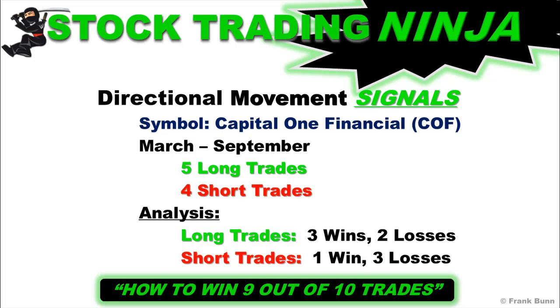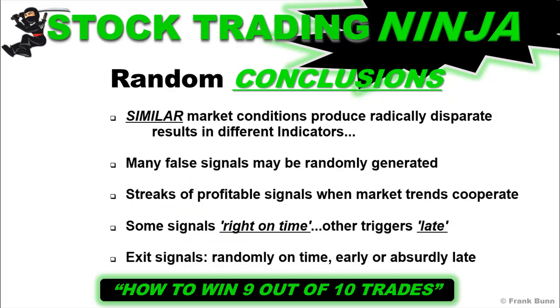We have 5 long trades and 4 short trades this time, 2 more than generated by the MACD indicator. Closer analysis reveals the longs produced 3 wins and 2 losses randomly, and the short signals performed quite miserably with 1 win and 3 losses, for an overall total long-short performance of 4 wins and 5 losses. So what's going on here? Well, let's draw some random conclusions.